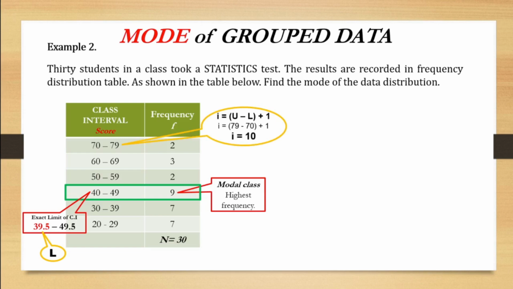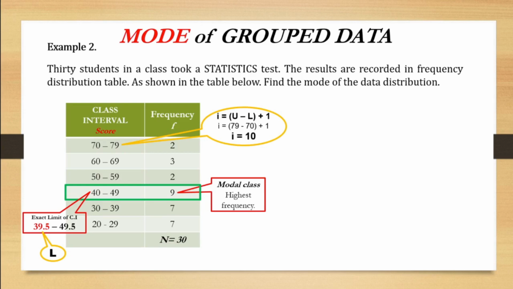And let us now compute our class size interval. If we are going to take class interval 70 to 79, our upper limit is 79 and our lower limit is 70. So let us now substitute to our formula. i is equal to 79 minus 70 plus 1, so i is 10.